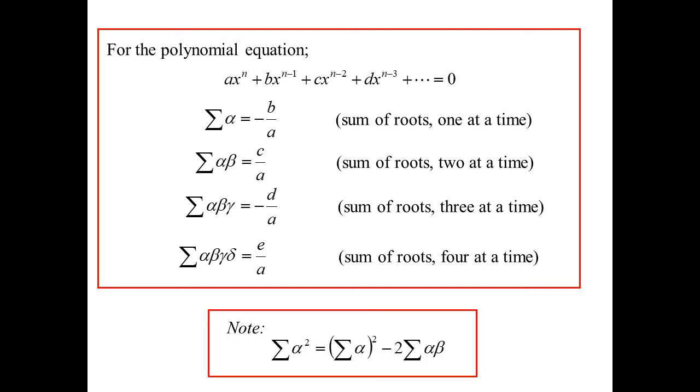Now that idea about alpha squared plus beta squared, that pattern continues as well. So if you want to find the sum of the roots squared, that will always be the sum of the roots 1 at a time squared minus 2 times the sum of the roots 2 at a time. So if I've got a cubic, and for some insane reason we want to find 4 alpha plus 4 beta plus 4 gamma minus 7 alpha beta gamma.